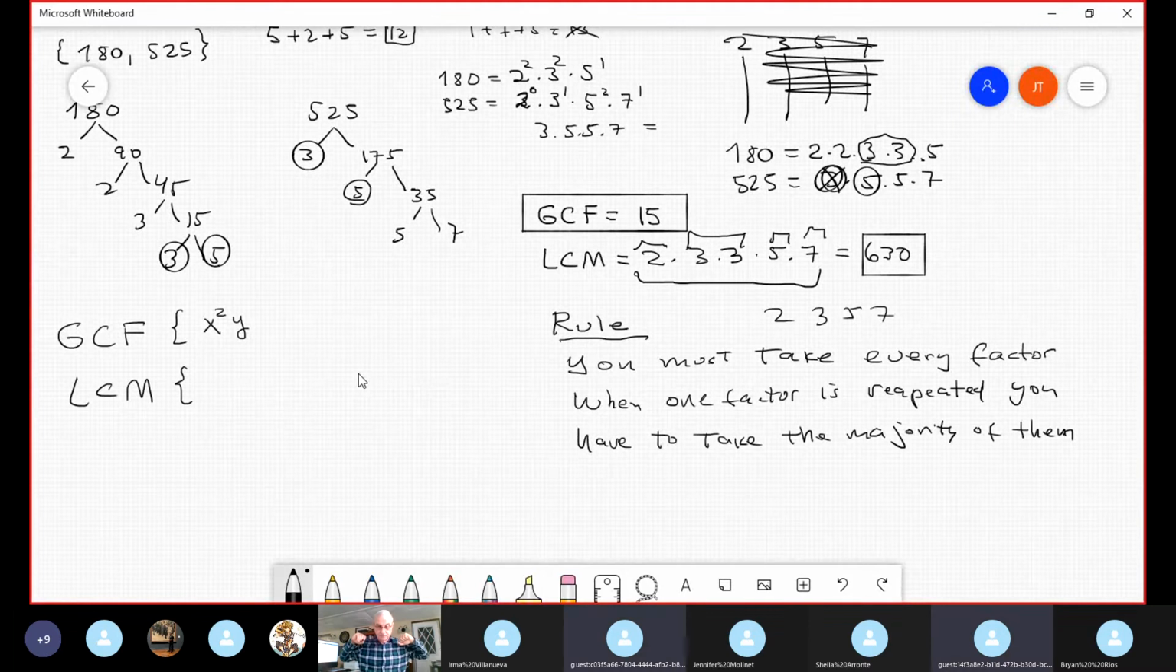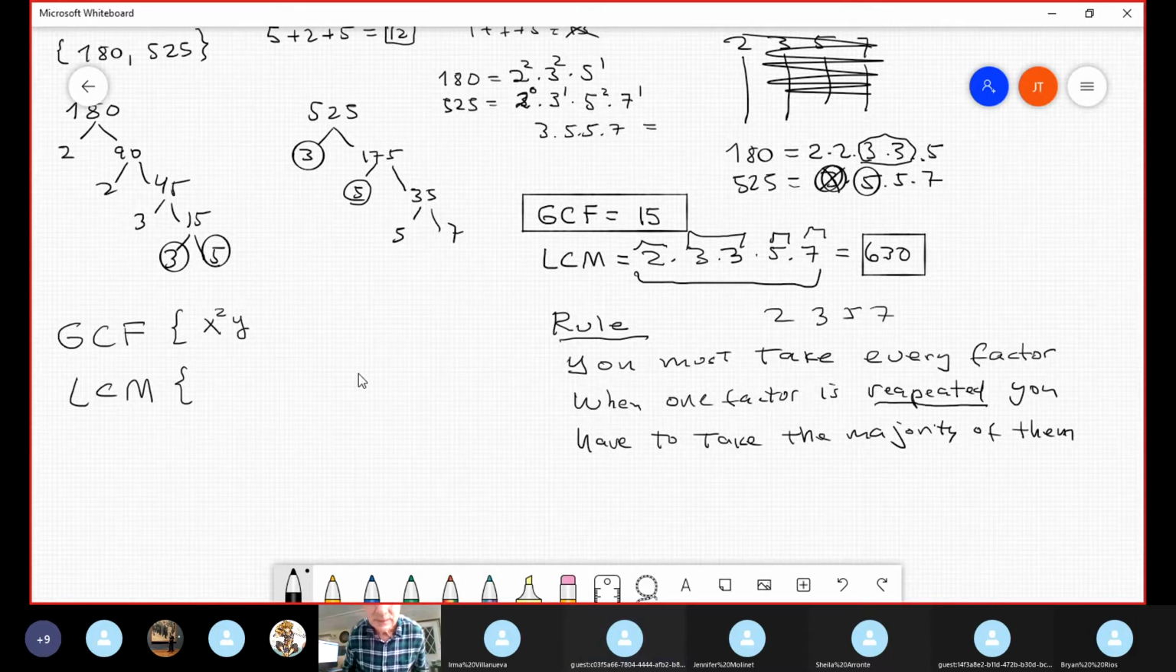It is clear. Isn't the 2 repeated? No, because 2 belongs only to 180, not to 525. When you say repeated, it means it is in both numbers, or in all the numbers, because the problem can be solved not only with two numbers but with three or four numbers, finding the least common multiple. It's not repeated because repeated means living in both numbers. Yeah, there's no 2 in 525.